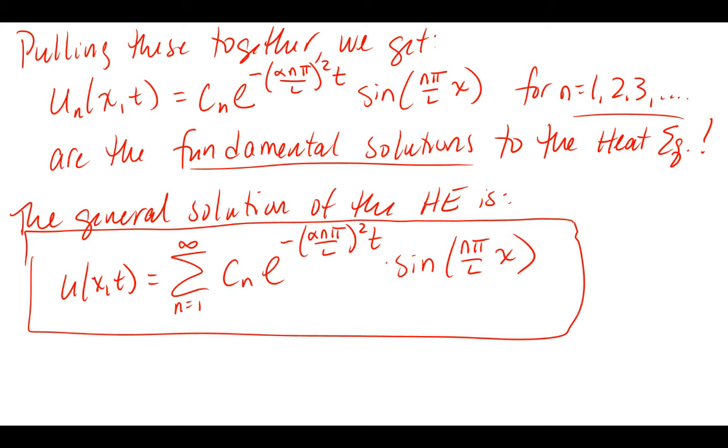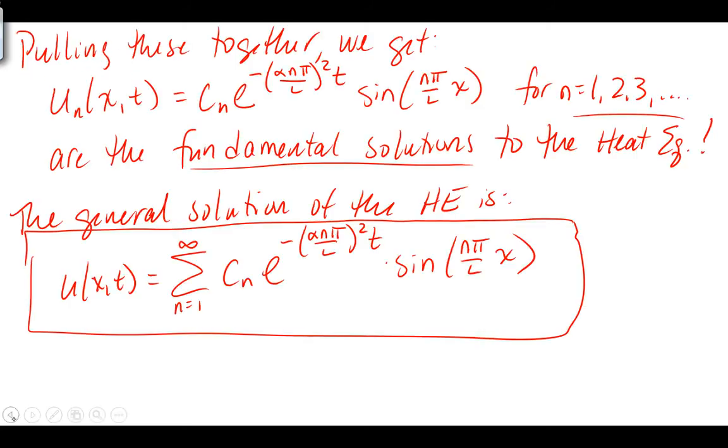Okay, so how do we get at this general solution? How do we get at a specific solution for a specific problem? This is obviously super general because I'm adding up an infinite number of these. Remember, alpha, pi, and L are known, and n is whatever. So those are known. The only thing I don't know here is what are these Cn's?